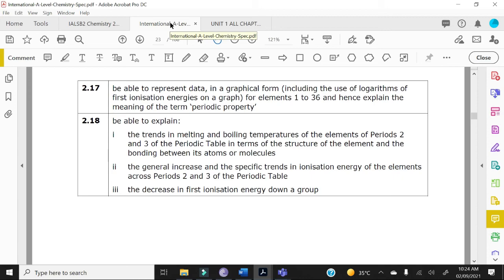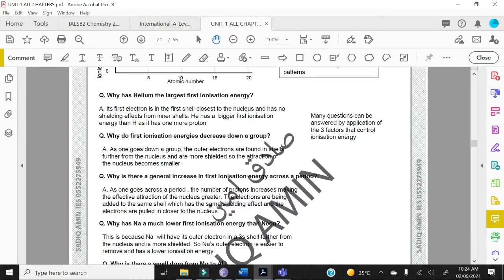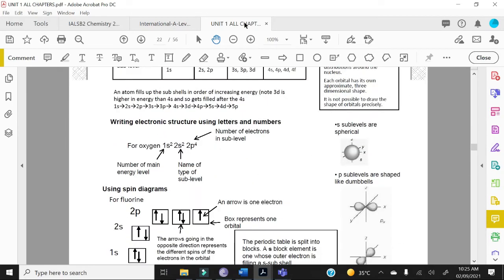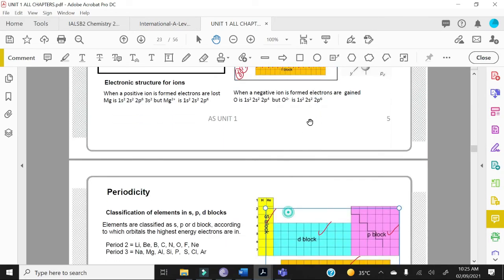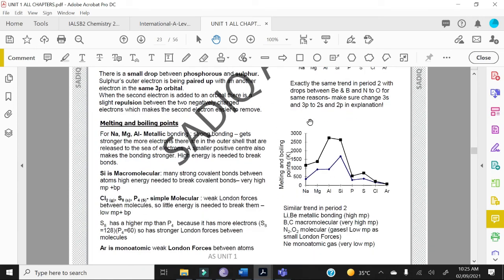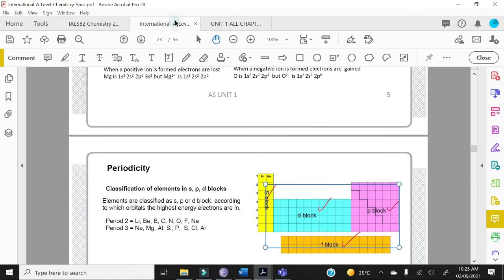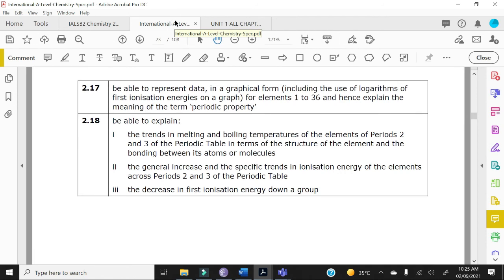Be able to explain the trends in melting and boiling temperature. Already explained the trend in melting and boiling temperature to you from the book, and this is also uploaded on the YouTube, okay? So check that out also. The trend in ionization energy, we talked about it across the period and down the group, and we talked about the effective nuclear charge, and we talked about the shielding effect, we talked about the atomic radius as well in detail.